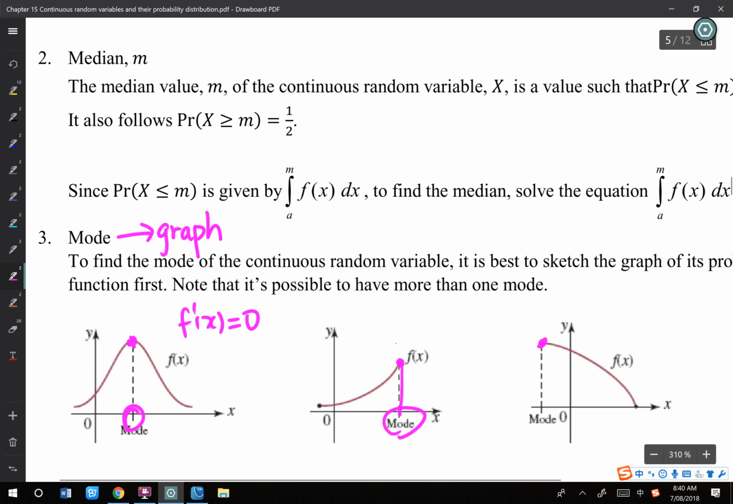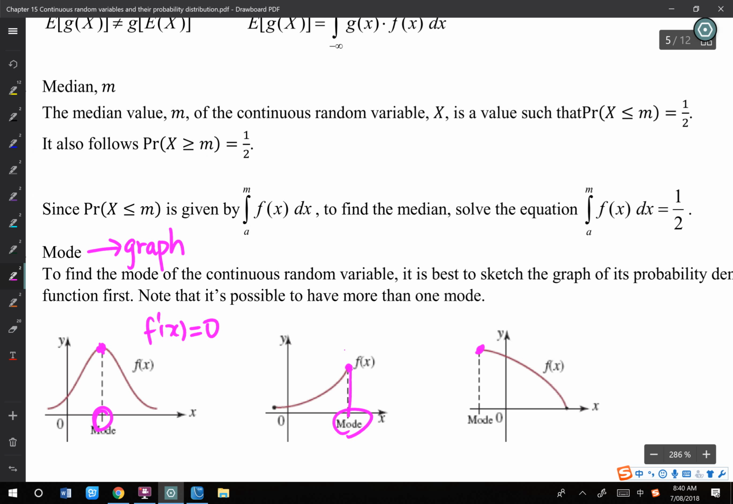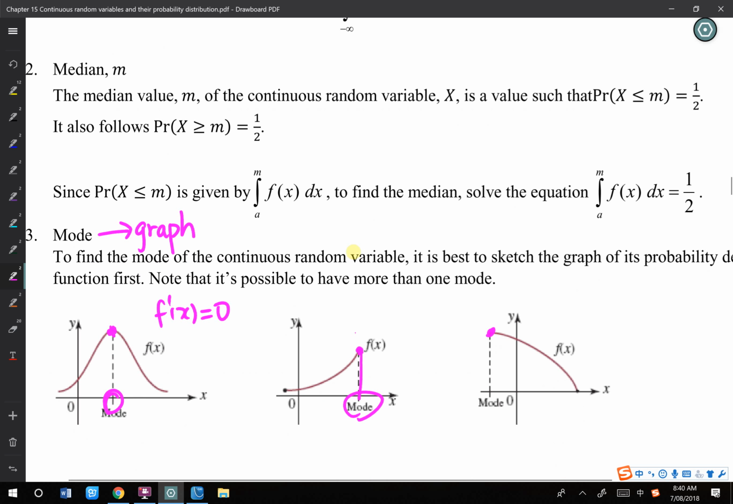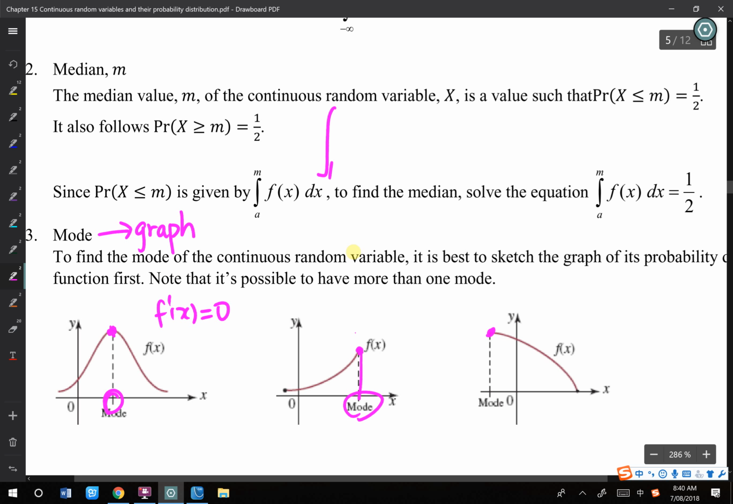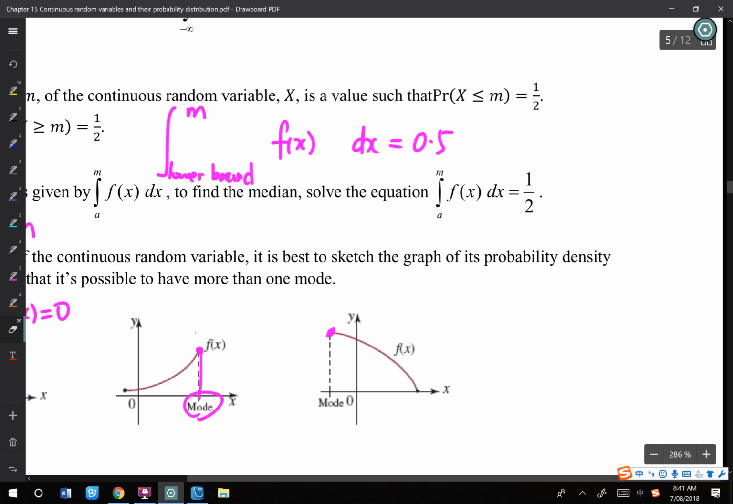Median. Well, what is median? Median is where your 0.5 is, your half, which contains half of the probability. So what I need to do is integrate from the lower bound to m, your median, of the density function dx, and that gives you a half, which is 0.5. So where is 0.5? From the lowest point until where it gives you 0.5. That area is 0.5.